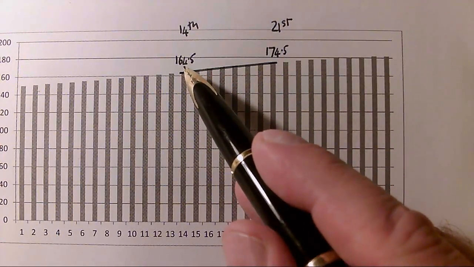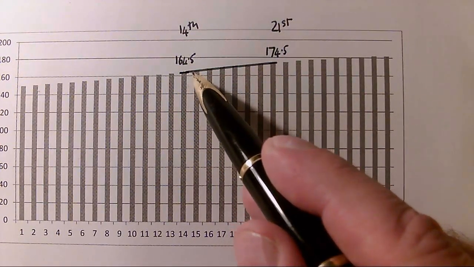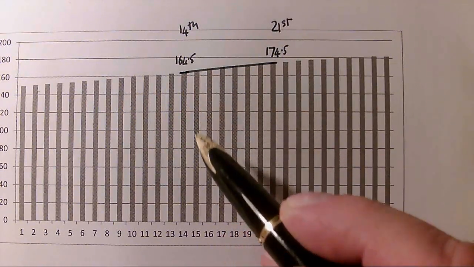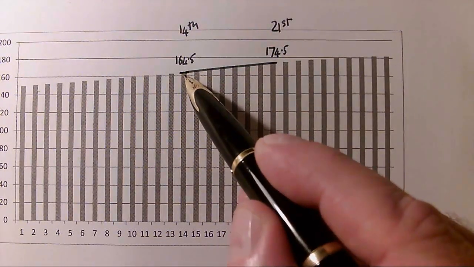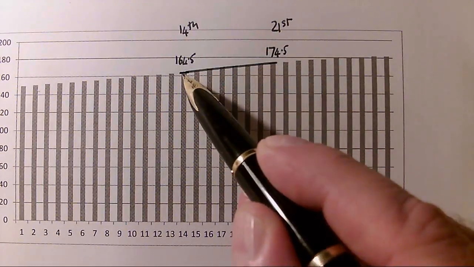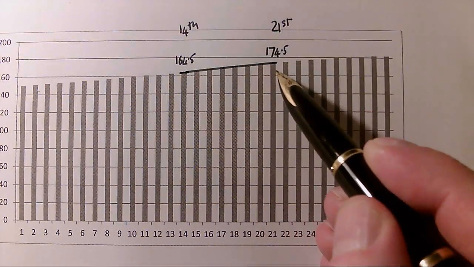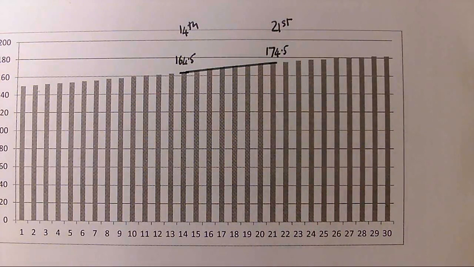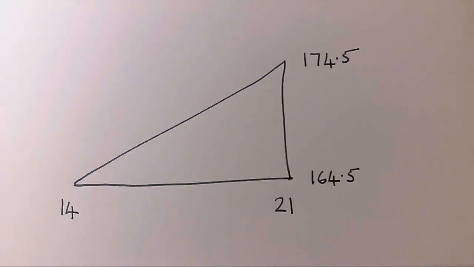I clearly have to go a little bit up from 164.5 to estimate the height of this 15th person. So what I'm going to do is draw another diagram that shows the important information: how far we've gone across, how far we've gone up. So that simplified diagram looks like this. Here's my simplified diagram.